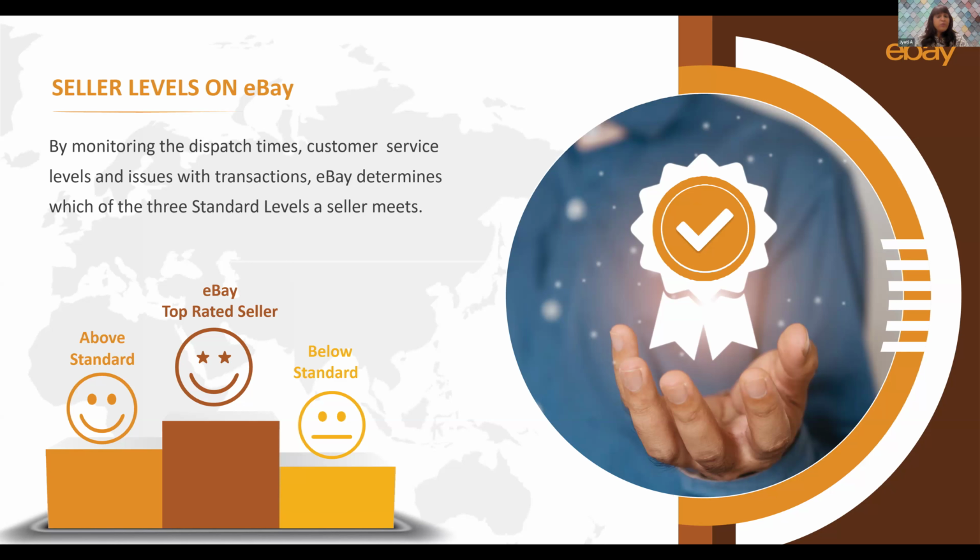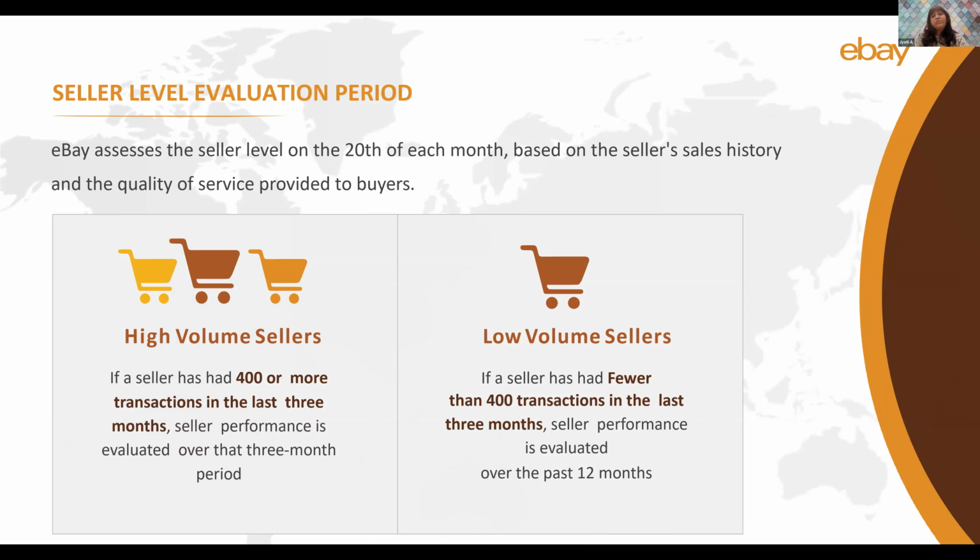Now, sellers are evaluated and assigned either top rated seller, above standard, or below standard level. Your performance is evaluated monthly, that is every 20th of the month. The length of time we look at in each evaluation depends on how many recent transactions you have had. If you have had 400 or more transactions in the last 3 months, you are evaluated over that 3 month period. If you have had fewer than 400 transactions in the last 3 months, then you are evaluated on the past 12 months. These timelines help us to make sure that we are evaluating you as fairly as possible.